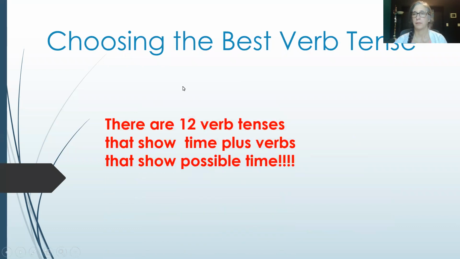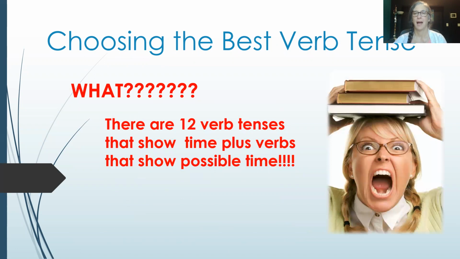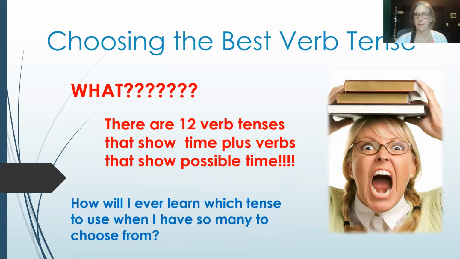First of all, you need to know there are 12 verb tenses that show time, plus there are verbs that show possible time. That's a lot for those of us that think in terms of past, present, future. It can be a little overwhelming. And you may say, how am I ever going to learn to use those? But we are going to put them into categories, and we are going to look at them one set at a time, one category at a time.